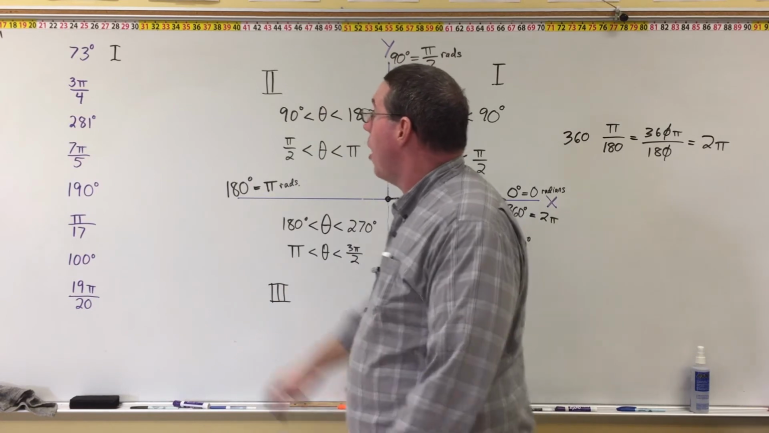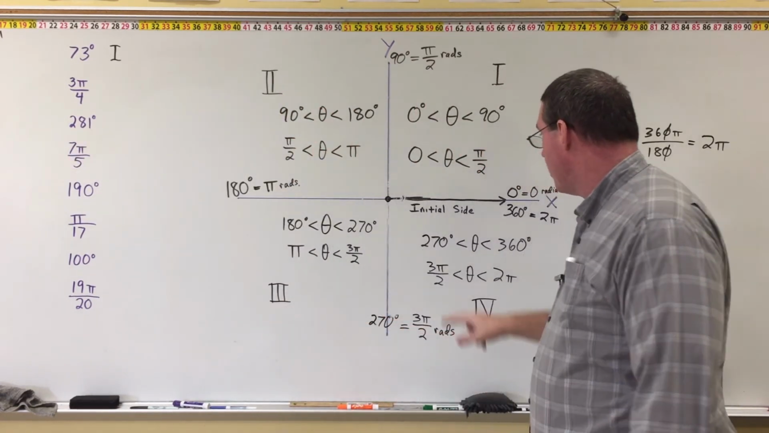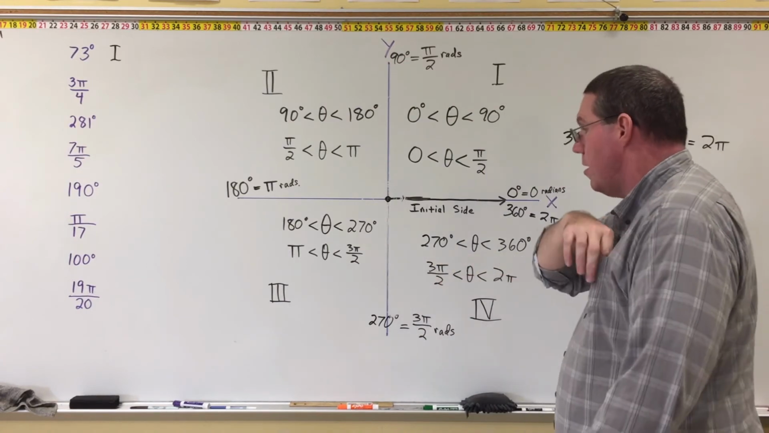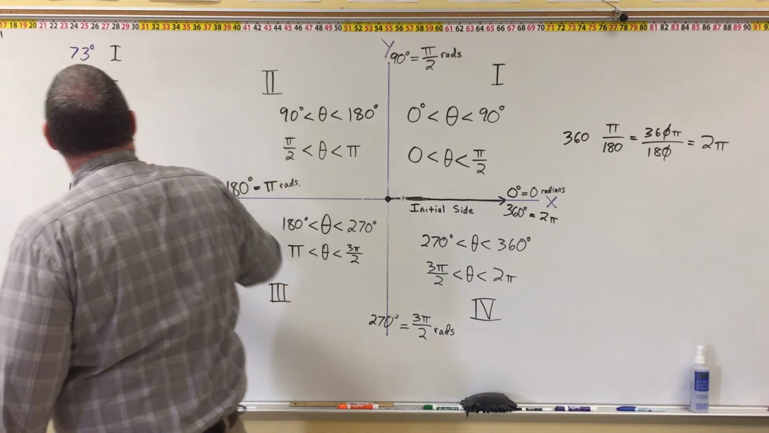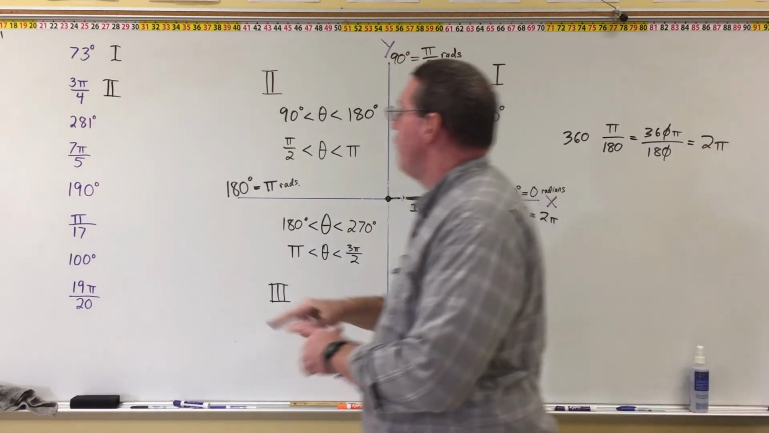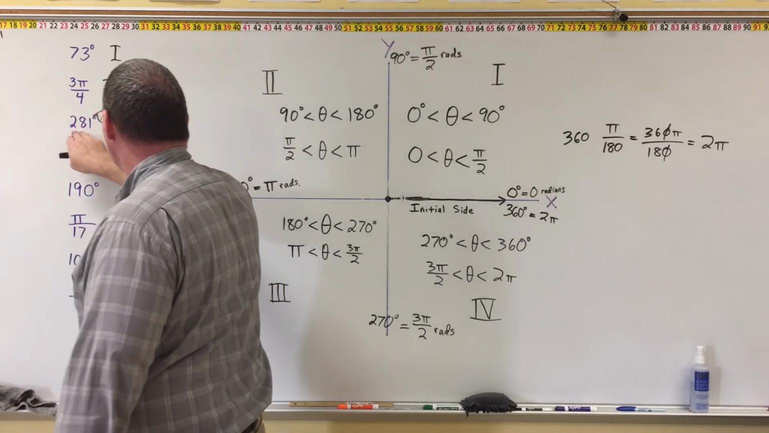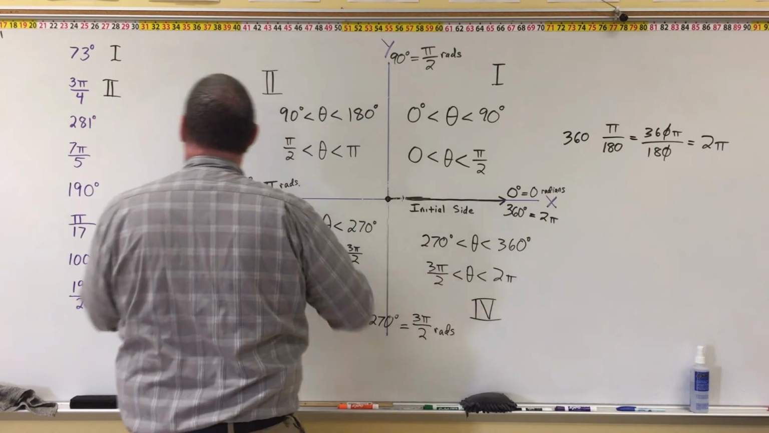All right, so let's try the next one. How about 281 degrees? Well, that's an easy one. 281 degrees is between 270 and 360. I just realized I forgot to write quadrant 2 here. There we go. 281 degrees is between 270 and 360, and therefore for this theta angle measure, the terminal side is going to be in quadrant 4.